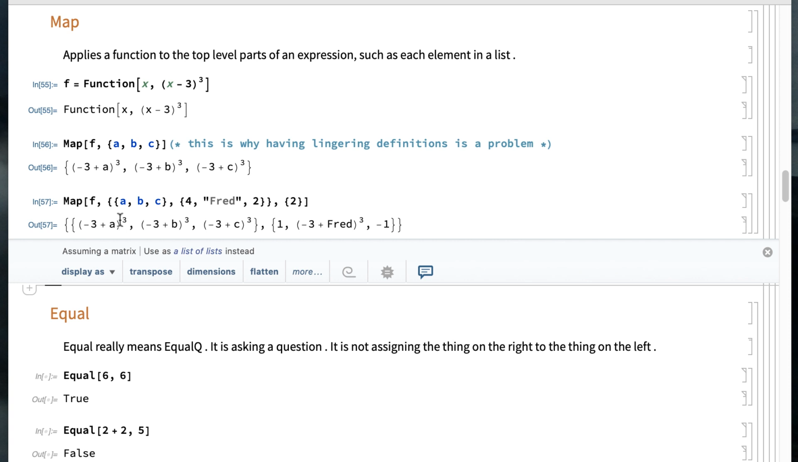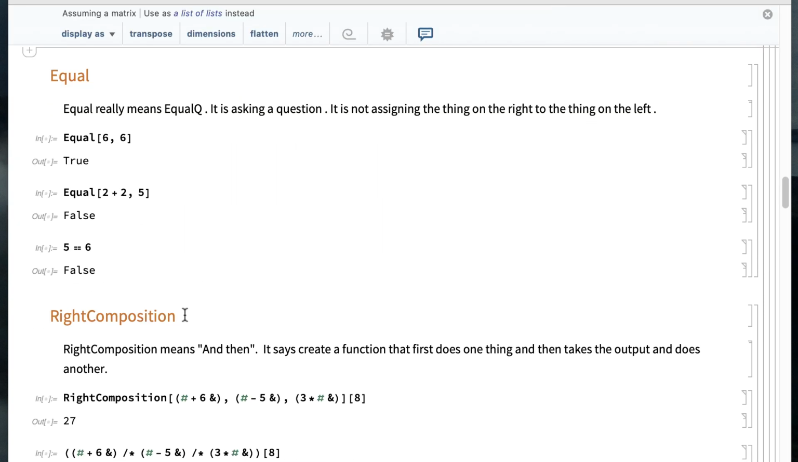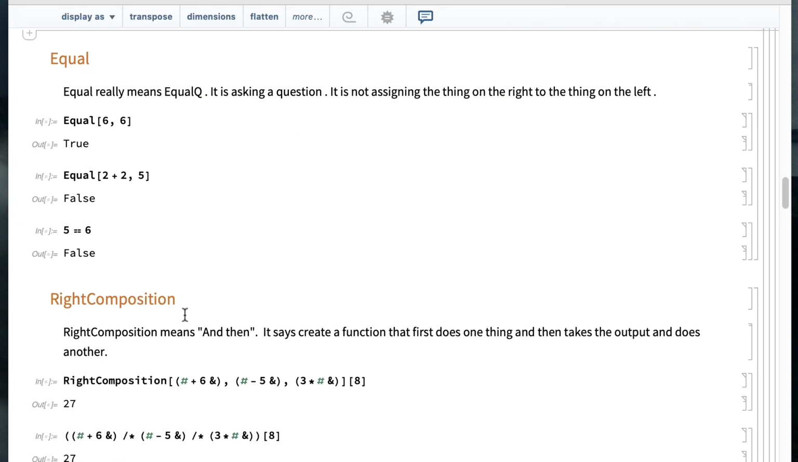I would say that's a fine point. If you don't grasp levels right away, don't worry too much about it. Equal does not mean assign. Equal really means equal to. It's asking a question. It's saying, are these two things equal?